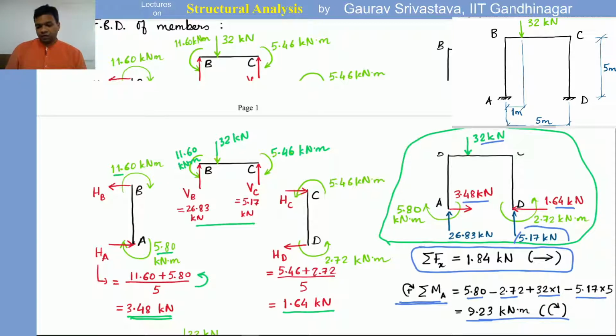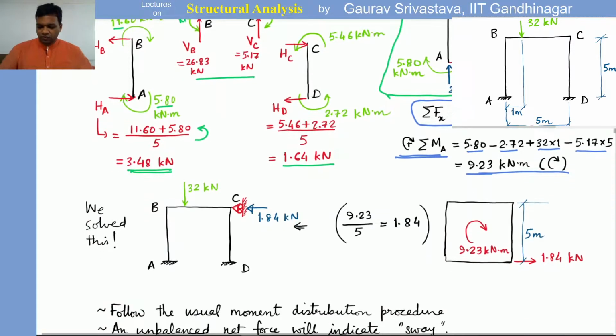Basically, the problem is that there is a net horizontal force and a net clockwise moment on the system after we have solved it through the moment distribution method. Whenever this happens, this is an indicator that this is possibly a sway problem and we have not considered the sway. This is how, in moment distribution, the information about sway or non-sway automatically comes out.